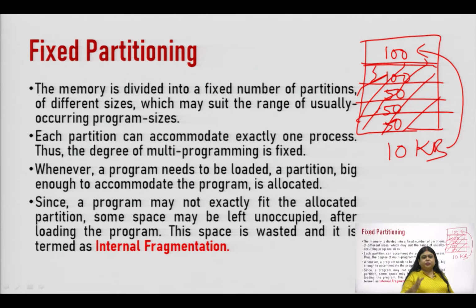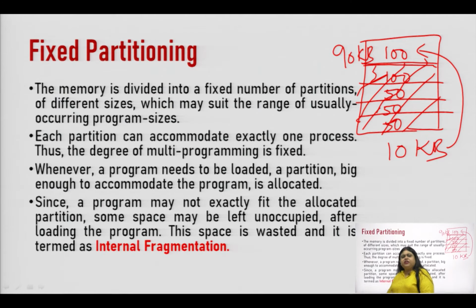Each partition can accommodate exactly one process. Thus, the degree of multiprogramming is fixed. Now, this is the main problem that I was talking about. In each partition we can have only one process, and because of this, the degree of multiprogramming is restricted. Over here we saw that 90 kb space was left out, which could have been used by some other process, but because of the restriction that only one process can stay in one partition, this is restricting the number of processes that can enter the main memory at the same time.